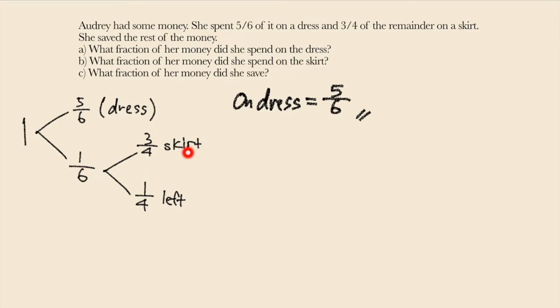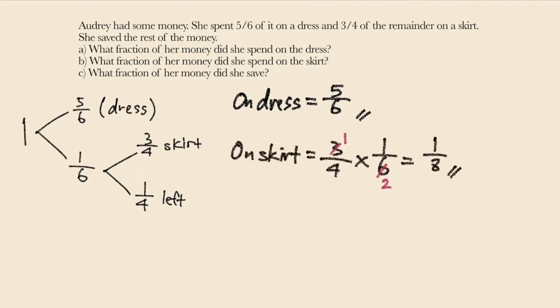Next, what fraction of the money did she spend on the skirt? So looking at this, the skirt, the connection goes like this. Skirt all the way to the total would pass by these two fractions. So we are going to multiply 3/4 and 1/6, giving us 1/8.